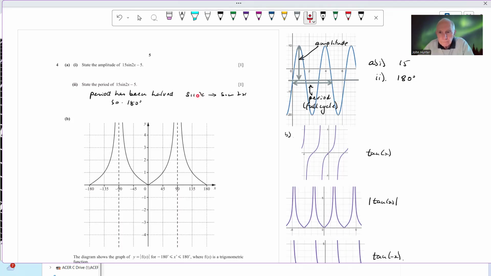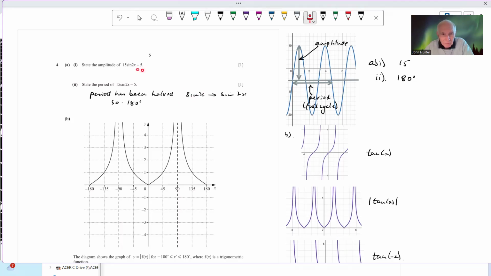So now I've drawn this. I've actually started off with the sine curve, and then we've done these transformations. First of all, rather than sine x, we've got sine 2x. That has the effect of squashing it up by halving the period. So it's not 360 anymore, it's 180. And then we've actually multiplied the whole thing by 15. So instead of going from -1 to +1, which is what our original sine curve would do, it's going from -15 to +15.